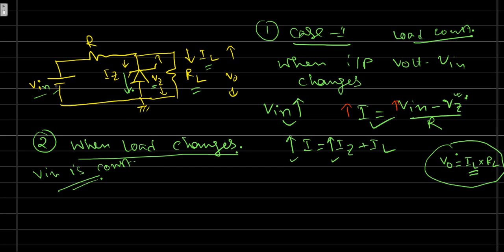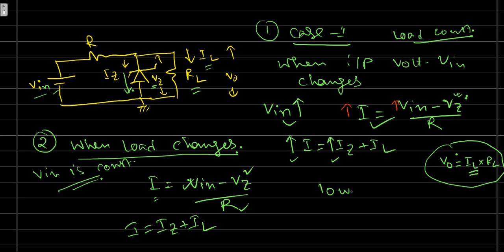Now when the load changes, keeping Vin constant, of course I will be constant, because I is nothing but (Vin minus Vz) by R. When our input voltage Vin is constant, Vz is a constant parameter and R is constant, so I will be constant. Now following the second equation, I equals Iz plus IL. If I is constant, let us see what happens when you connect a lower value of load. Lower value of load leads to what? Higher value of load current.